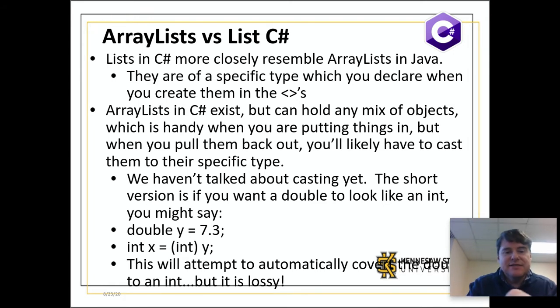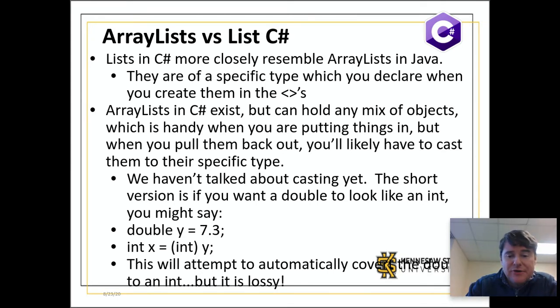So List in C# closely resembles ArrayList in Java. In both of those cases, it is made of a specific type at the time that you declare it. When you put things in, it must be of that type. When you take them out, they are assumed to be of that type because that's the only thing it can do. ArrayLists in C# do exist, but they can hold a mix of any type of objects when you put them in, and primitives mixed all together.